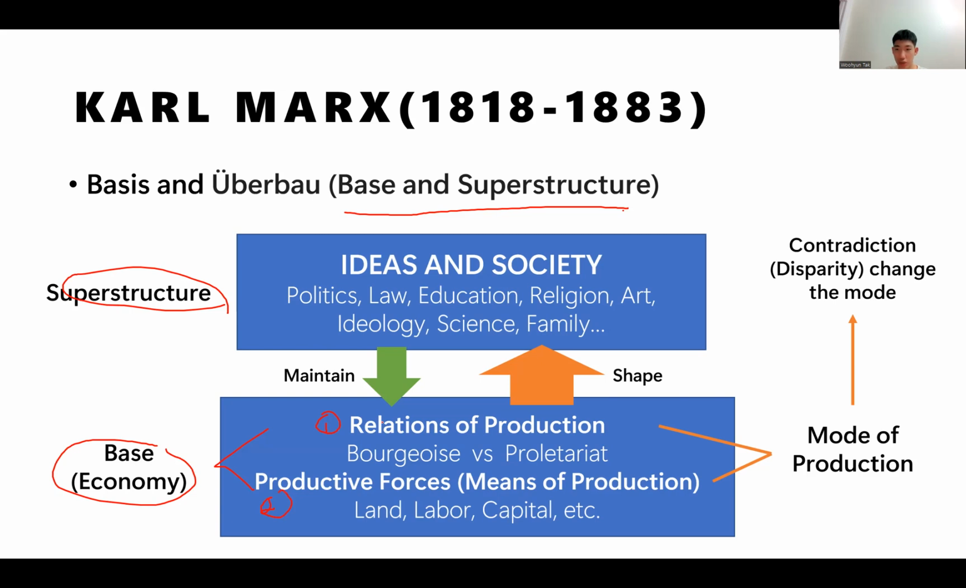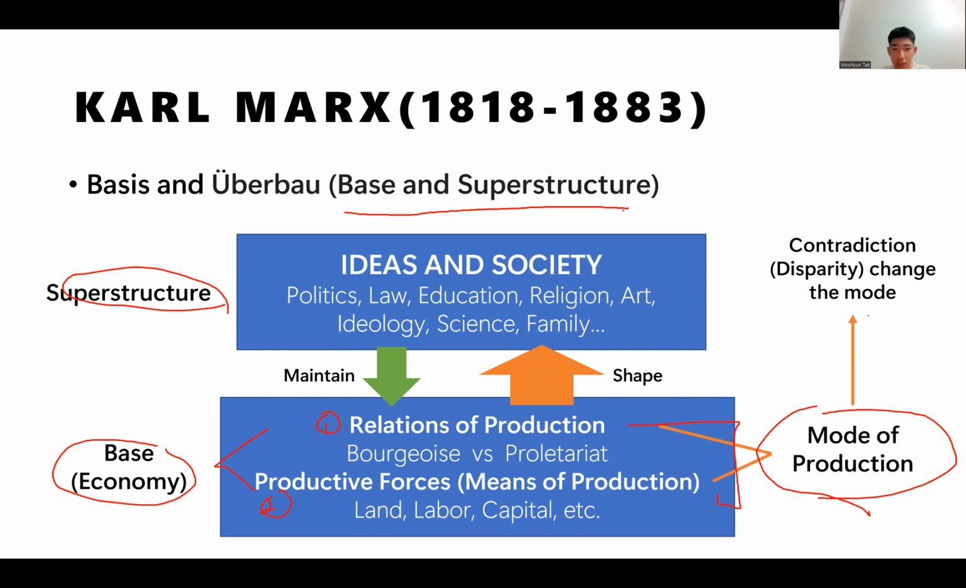So relations of production is who makes the product, and this can be explained as the conflict between bourgeois and proletariat. And in the case of productive forces, it's how and through which method a person can produce a good. So that includes basic economic factors such as land, labor, capital, and entrepreneurship. These two things make up the mode of production. Mode means the tradition, the way, the culture that shapes production.